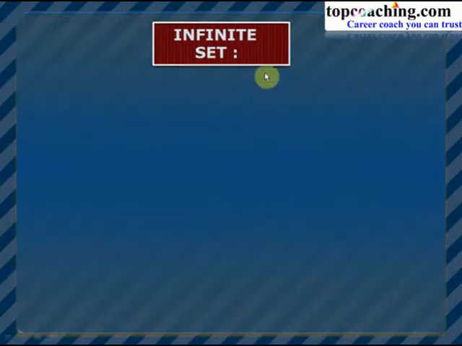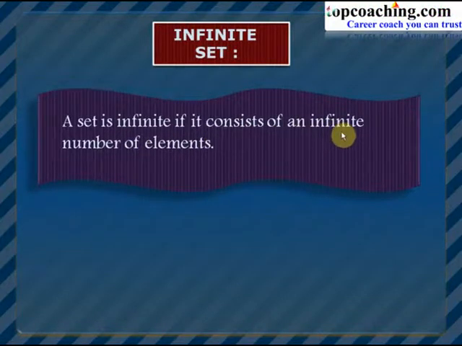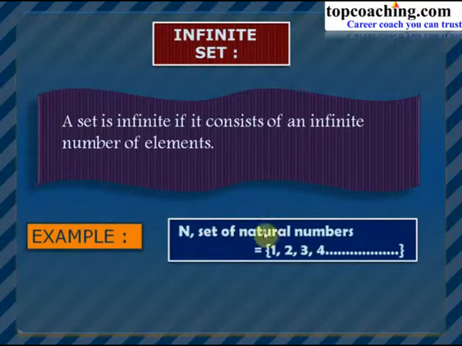Let's see the definition of an infinite set. Now an infinite set is a set which consists of an infinite number of elements. So we cannot count the number of elements contained in an infinite set. An example could be the set of natural numbers 1, 2, 3, 4 and so on. Here the number of elements is infinite, and so this is an infinite set.